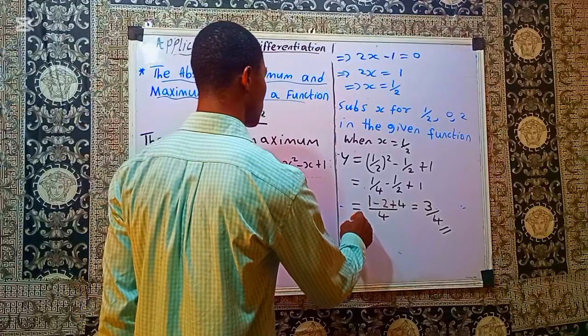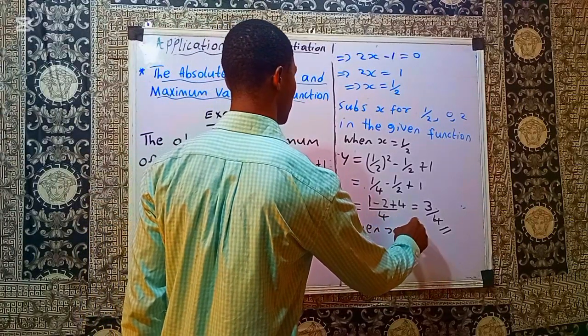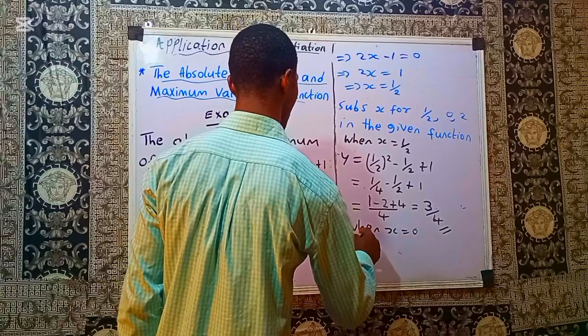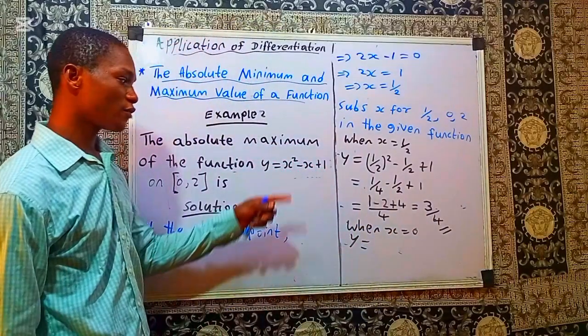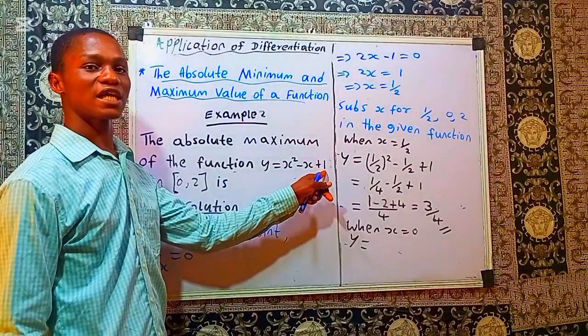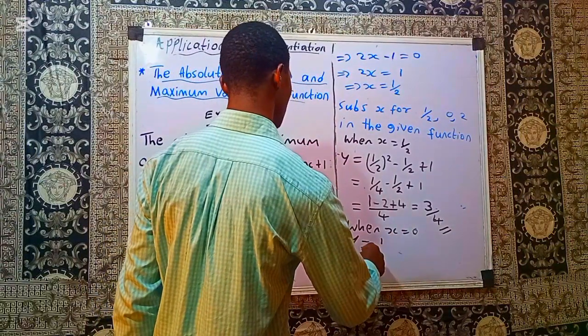Now we put x for when x equals 0. When x is 0, y will be equal to, if you put 0 here, you are going to get 0. If you put 0 here, you are going to get 0. What is now remaining for the value of y is 1. So when x is 0, y will be 1.